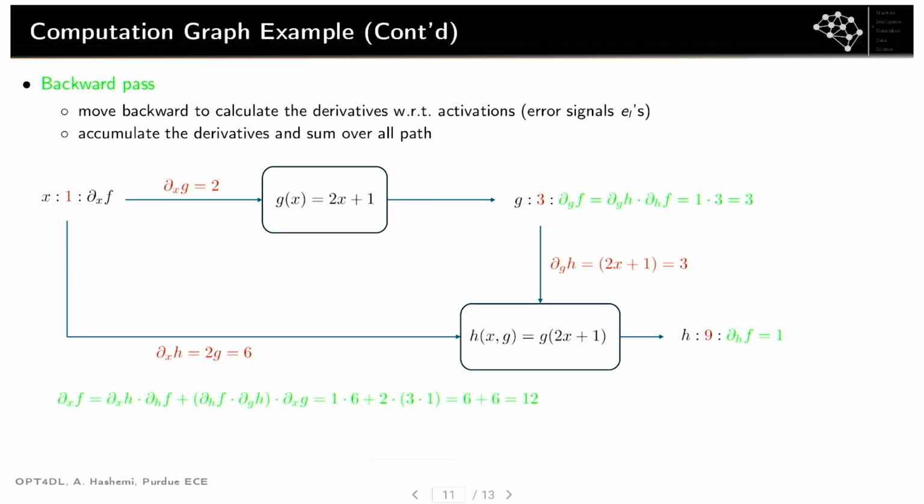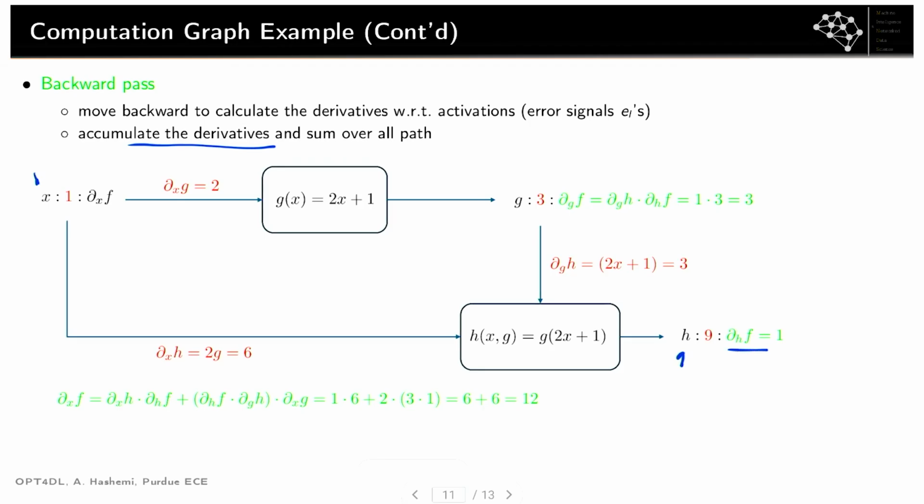Now we are ready for the backward pass. In the backward pass, we are propagating the error signals we talked about before to calculate the partial derivative of the output with respect to the input. Here's how we do it. In this process, we are going to apply the chain rule. That requires us to accumulate the derivatives and sum them over all paths. Okay, so let's see what I mean by that.